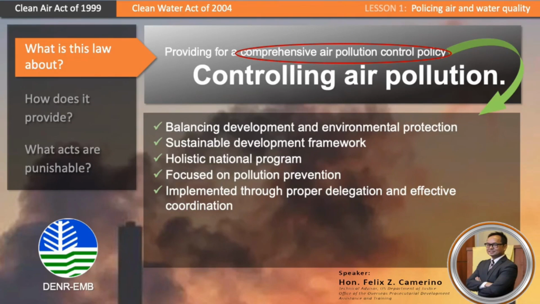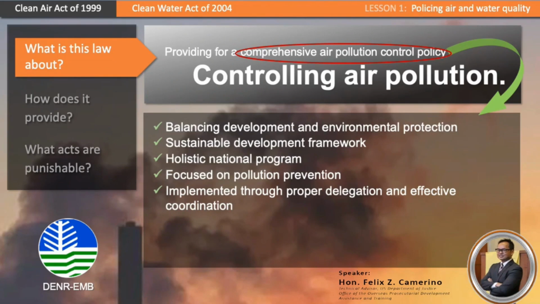All that is necessary would essentially be to coordinate between that agency and DENR so that they could be in harmony towards attaining the same intended goals of controlling air pollution. So that's what that bullet point is: implemented through proper delegation and effective coordination.